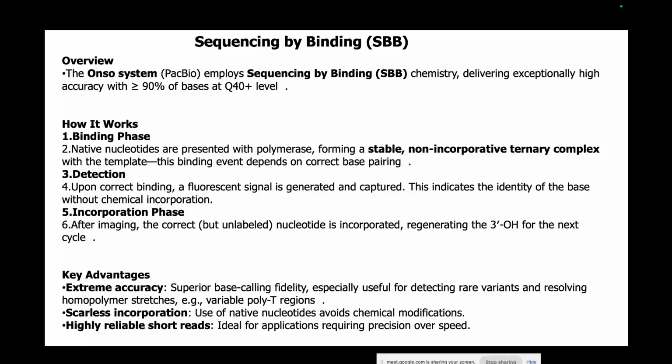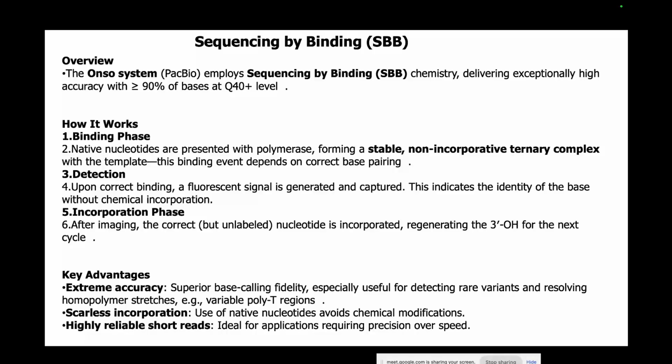That is very true. You will see much more accuracy in sequencing by binding and also by avidity than by sequencing by synthesis. So these have extreme accuracy, and they also use native nucleotides to avoid chemical modifications. There we are not using native nucleotides, we are using fluorescently labeled nucleotides, radioactively labeled nucleotides, or some modified nucleotides, or ddNTPs or something like that.